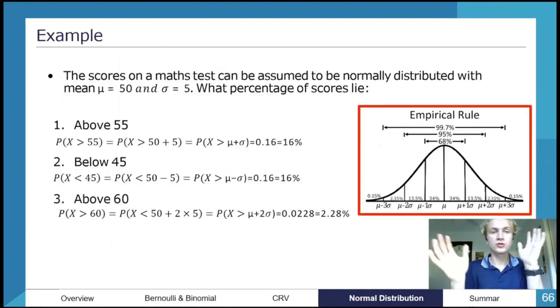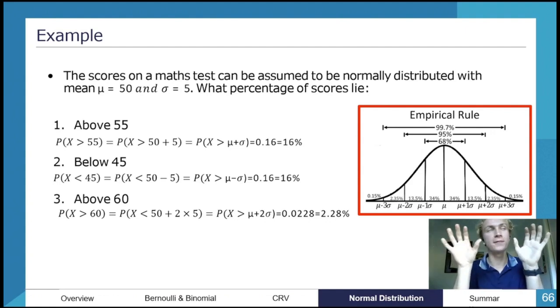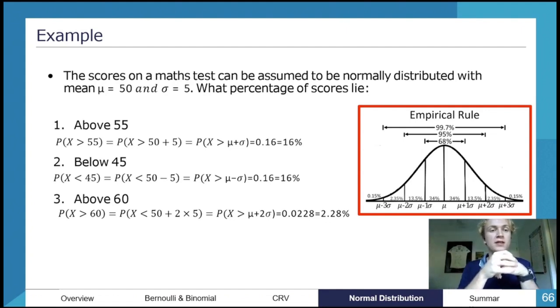Okay, so the scores on a maths test can be assumed to be normally distributed. So we're going to be talking about what? Norm PDF, norm CDF, depending on your calculator, with mean of 50 and S equals 5. What percentage of scores lie above 55?